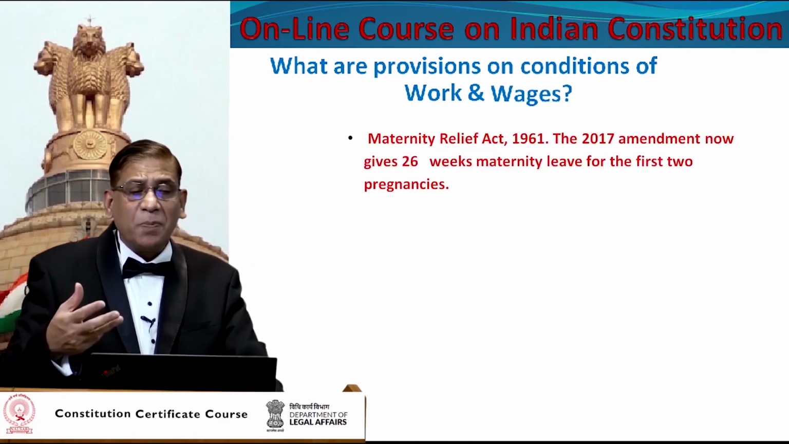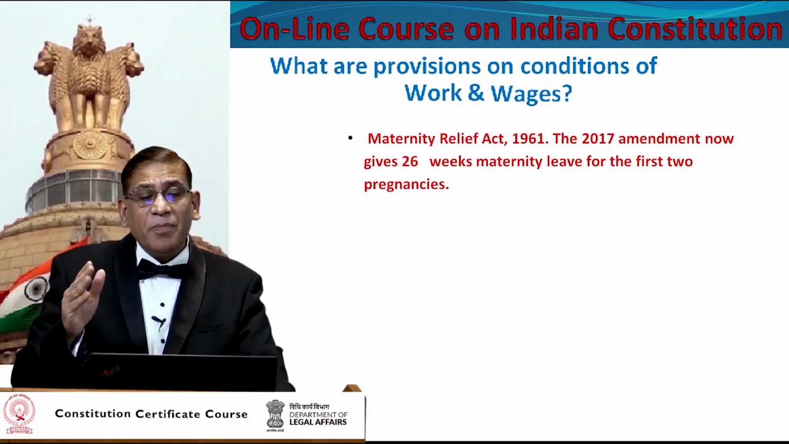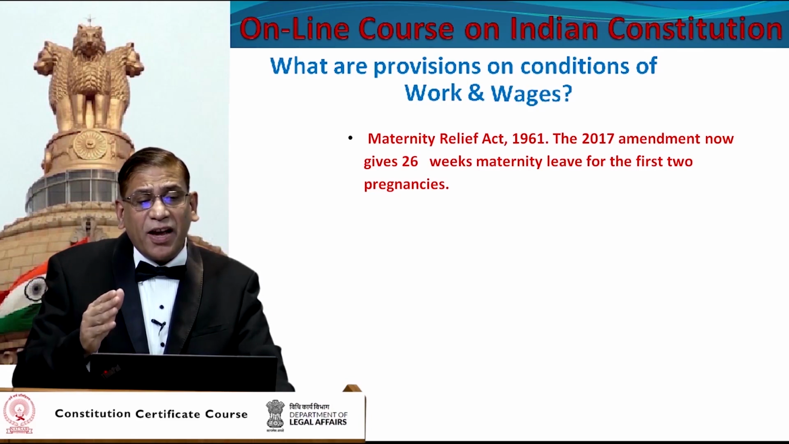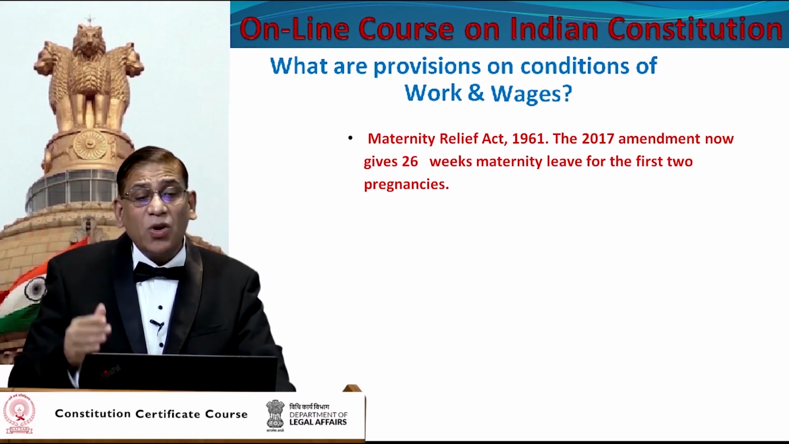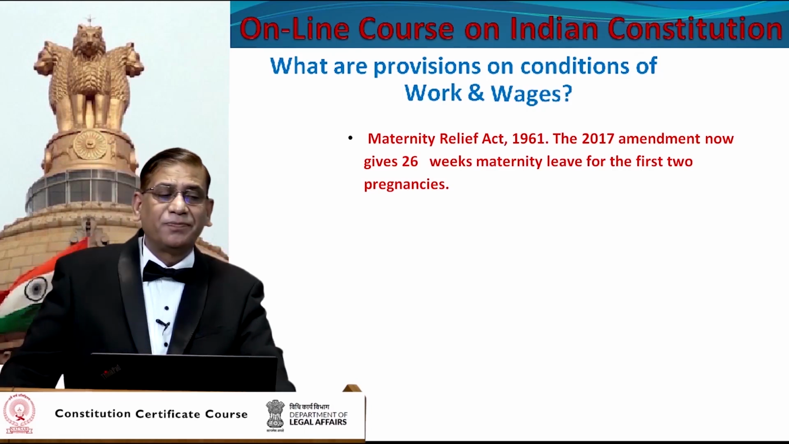Maternity Relief Act was passed in 1961. The central government in 2017 made an amendment to the Maternity Relief Act, which now gives 26 weeks maternity relief for the first 2 pregnancies.